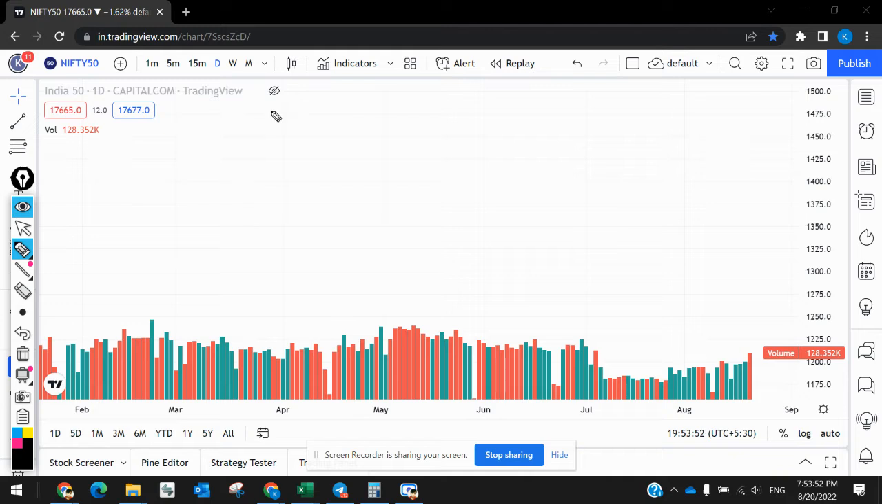Okay, but now suppose I enter at 100, stop loss is at 95. Now there should be something called risk reward. If I'm risking 5 rupees, my reward should at least be 10 rupees. That means I should make at least a risk reward of 1:2. Only if my target is at 110, then I will enter.